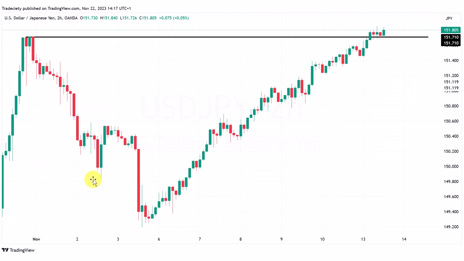Let's try another example. What do you see here? We are on a 2-hour higher time frame and the market after this bullish move is now reaching another swing high point. Whenever the market is reaching those big important swing highs, we want to carefully observe the price action.